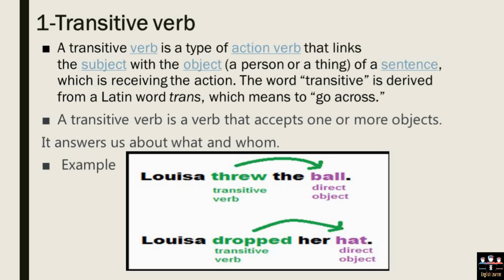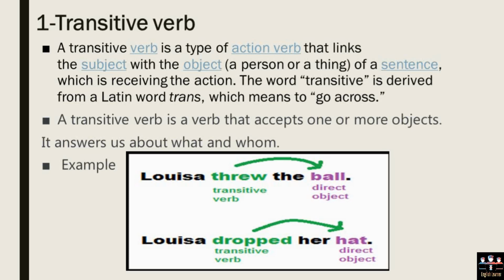Let us apply this tip on an example. Lucia threw the ball. In this example, Lucia is the subject, threw is the verb, as threw indicates that it has transferred its meaning to the object, which is the ball, and the ball is the direct object in this example. Threw has transferred its meaning.